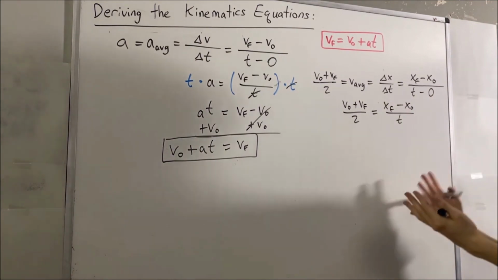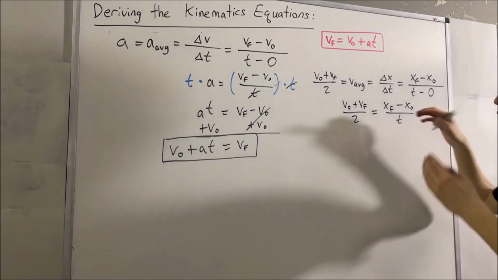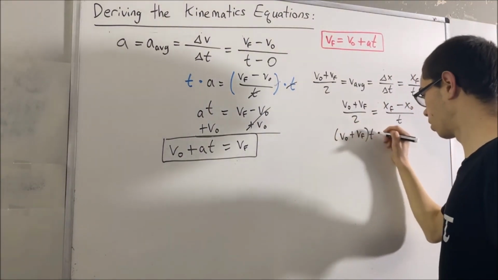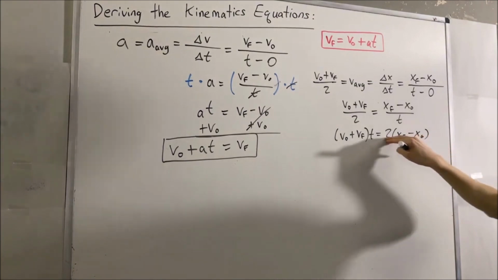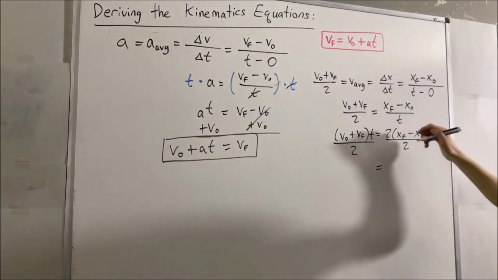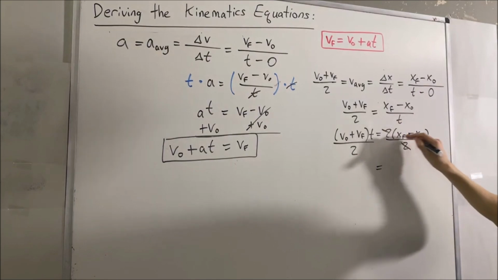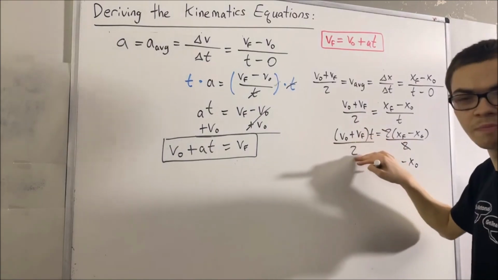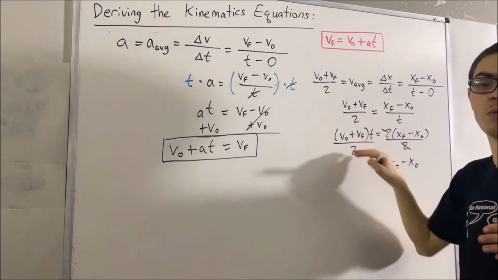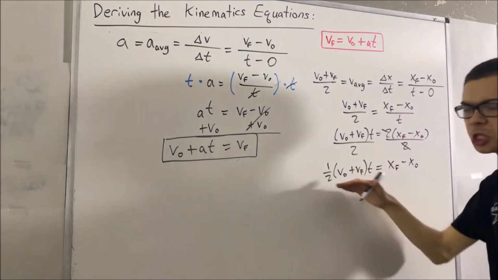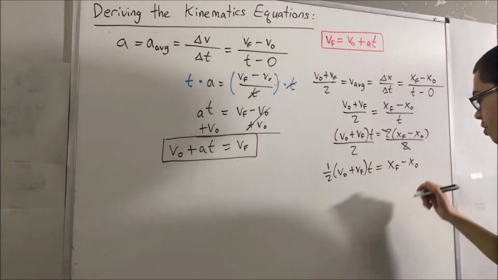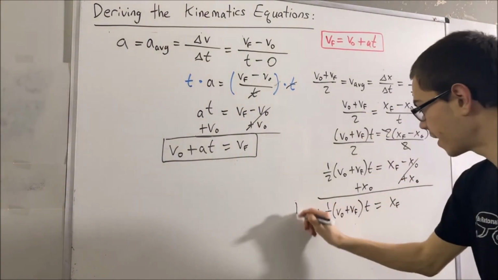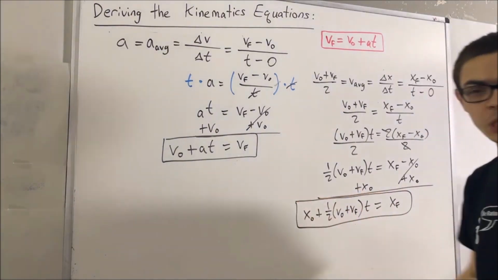Okay, now we're just going to perform some algebraic manipulation. So cross multiplying, we have this times this equals this times this. Next, I'm just going to divide 2 on both sides. On the right side, the 2's cancel out, and so we're just left with xf minus x naught. On the left side, we see that we're dividing by 2. I'm actually just going to rewrite that as multiplying by 1/2. Just like that. Next, I'm just going to add x naught to the other side. And just like that, we have derived our second kinematics equation.